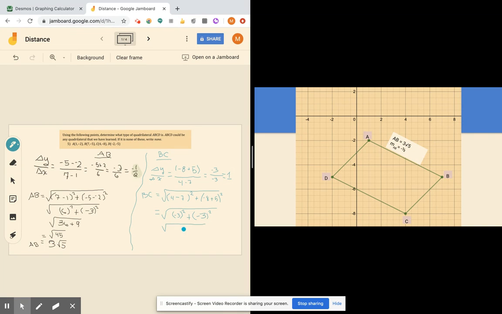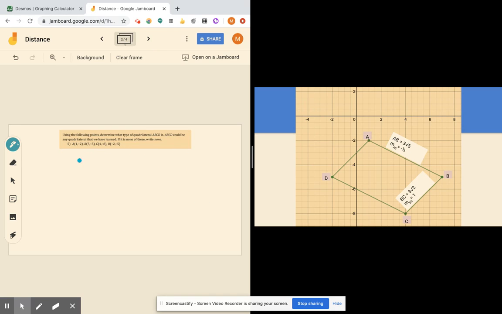And you get the square root of 9 plus 9, which is the square root of 18, which ends up giving you 3 square root 2. So the length of BC is 3 square root 2, and the slope is 1. All right. Next, let's continue with CD.